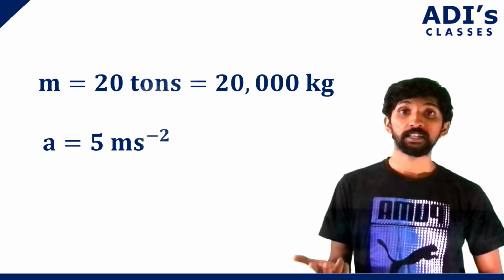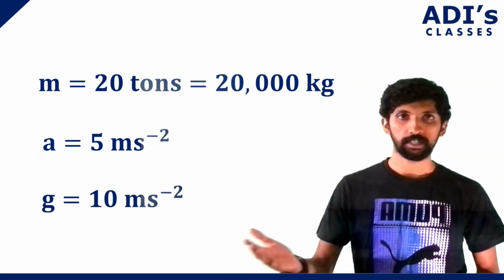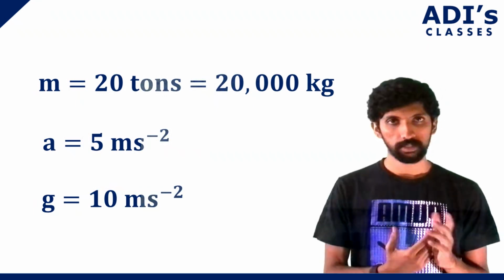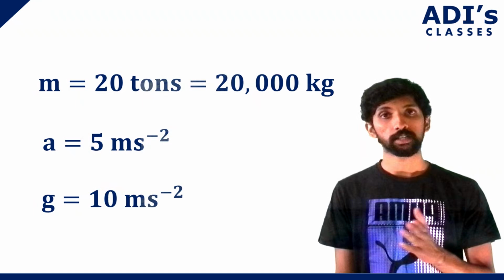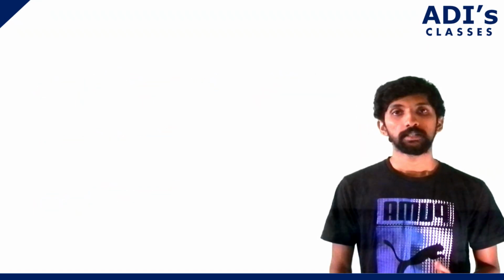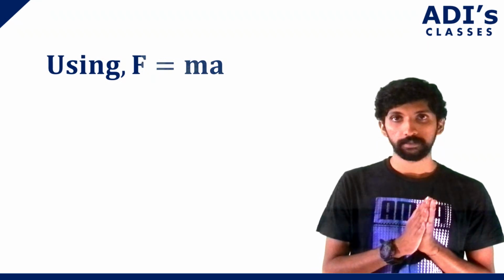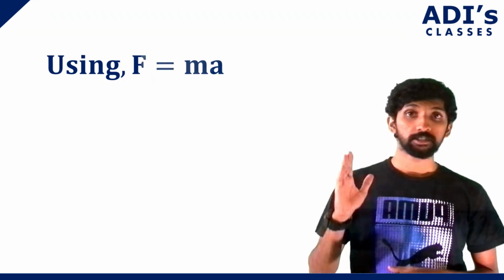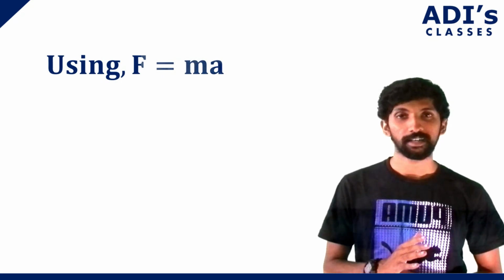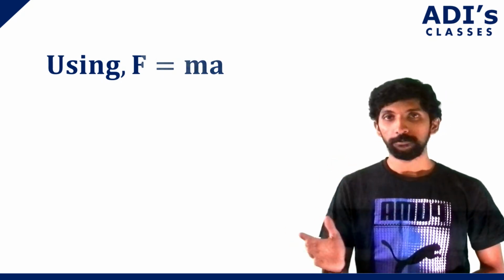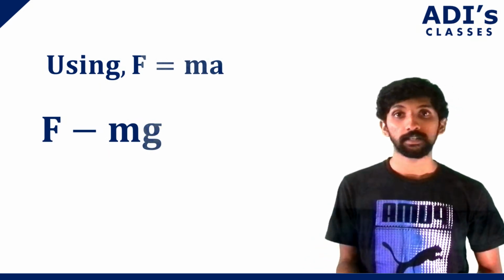Now, acceleration due to gravity. Just take it as 10 meter per second square. Okay, for easier purpose, let's take it as 10. Okay, now what we'll do, we'll use Newton's second law of motion. Using Newton's second law of motion, F is equal to m into a, correct? But here, it's not just m into a which is acting on this, right? So we have F, the force, minus m into g, that's the weight.